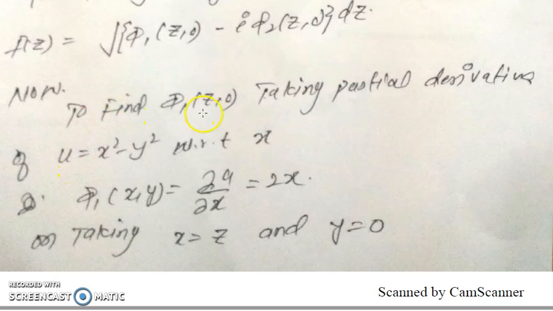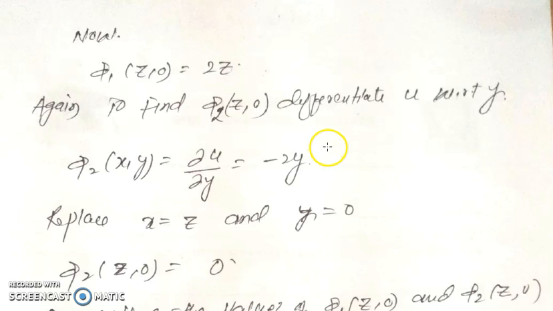So to find out phi 1 (z, 0), taking the partial derivative of u is equal to x square minus y square with respect to x. After taking the partial derivative, we have phi 1 (x, y) is equal to 2x. But my need is phi 1 (z, 0). That's why we are going to replace x by z and y by 0. So after replacing x is equal to z, y is equal to 0, we have phi 1 (z, 0) as 2z, and the next step is to find phi 2 (z, 0).